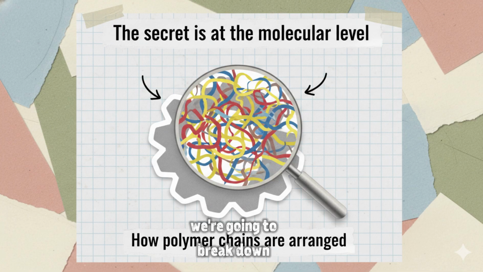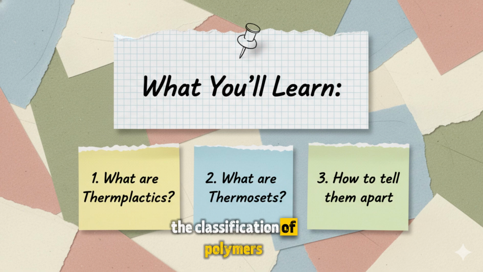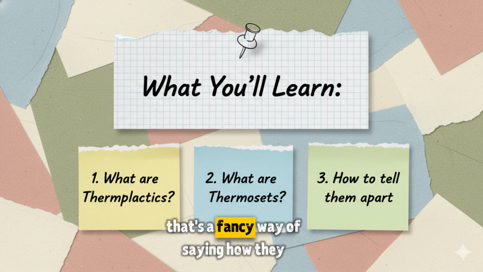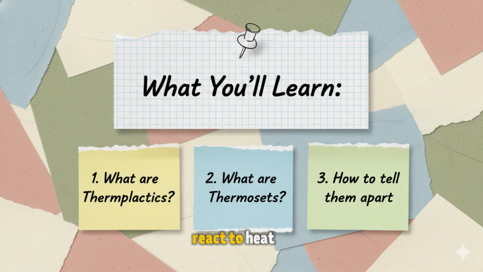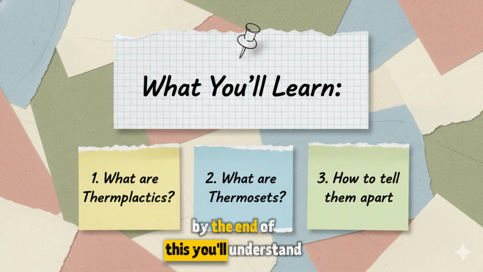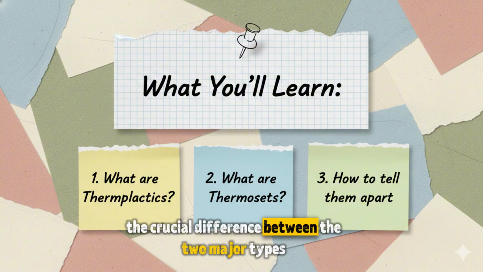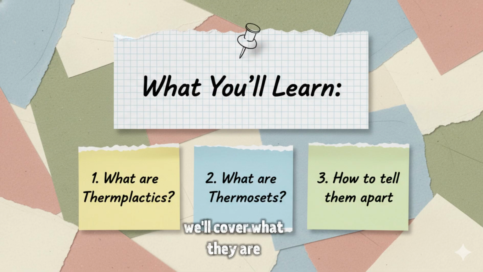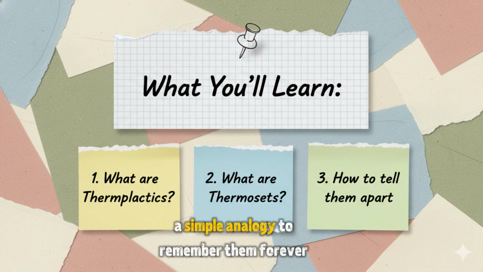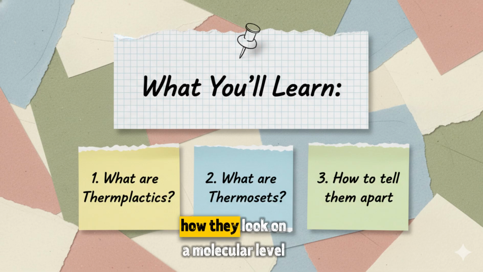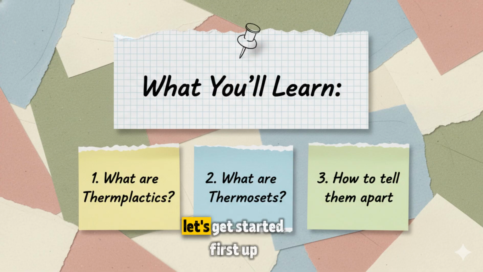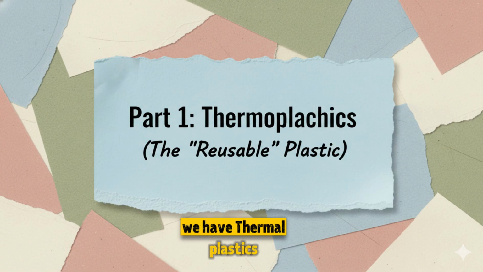In this video, we're going to break down the classification of polymers based on their thermal behavior. That's a fancy way of saying how they react to heat. By the end of this, you'll understand the crucial difference between the two major types, thermoplastics and thermosetting polymers. We'll cover what they are, a simple analogy to remember them forever, how they look on a molecular level, and where you see them every single day. Let's get started. First up, we have thermoplastics.